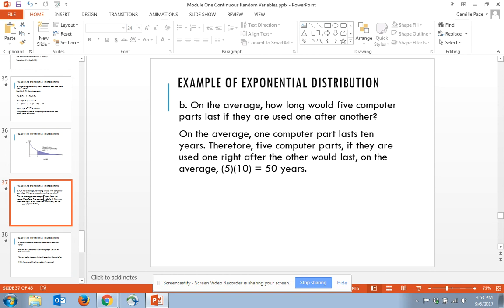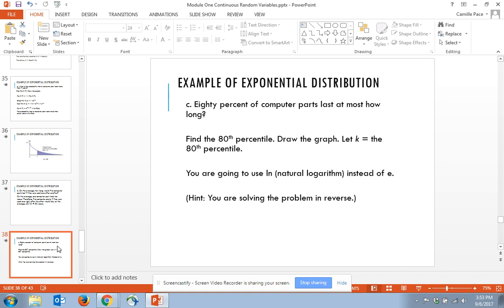For the next one, on average, how long would the computer parts last? One part lasts 10 years. Therefore, 5 computer parts, if used one right after each other, would last 50 years. Okay, and then let's do 80%.